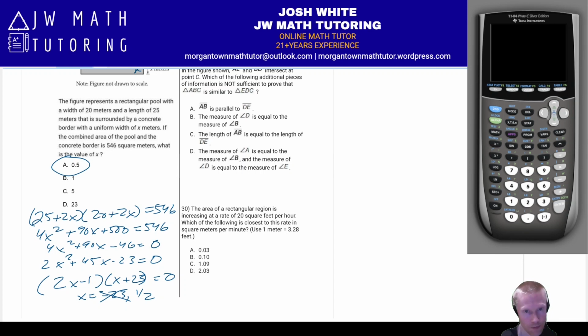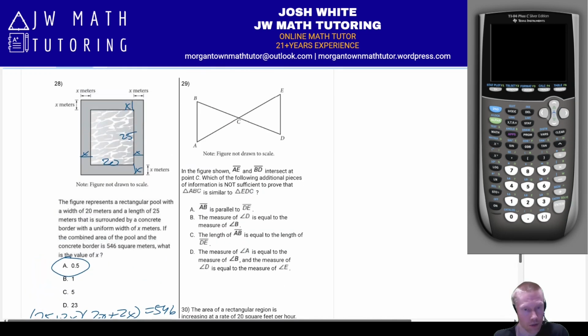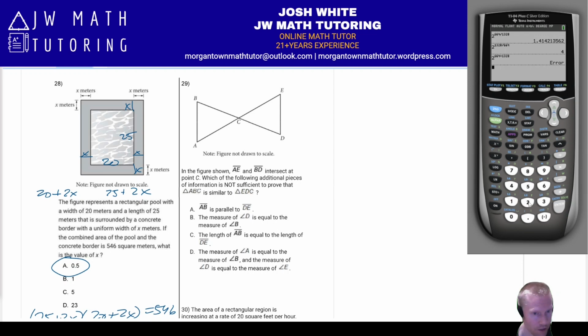So here's how you could back solve it. Basically, you're going to take the two expressions, which is like 20 plus 2x and 25 plus 2x. You're going to pick the answer choices, plug them in for x, get the new length and width overall, and then just multiply them. Okay, so for example, I'm going to go to the calculator, and I'm just going to plug in the entire thing in one parenthesis.